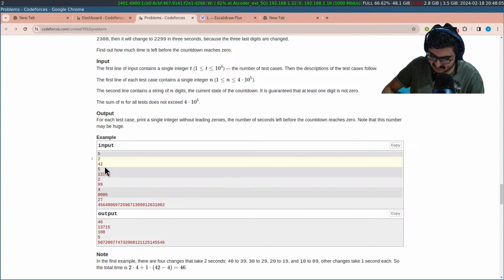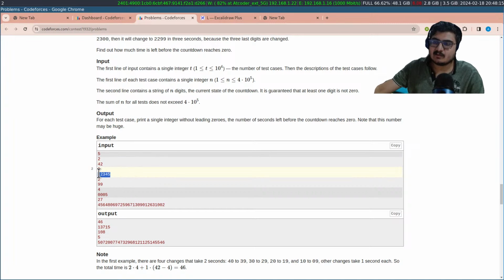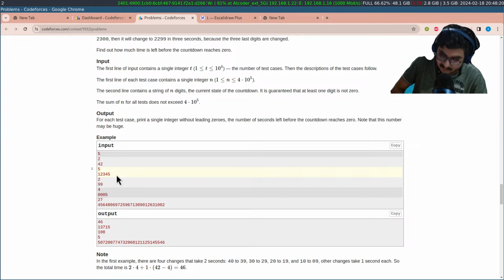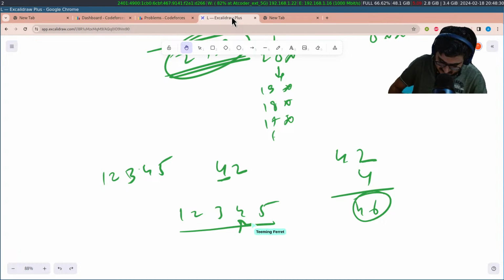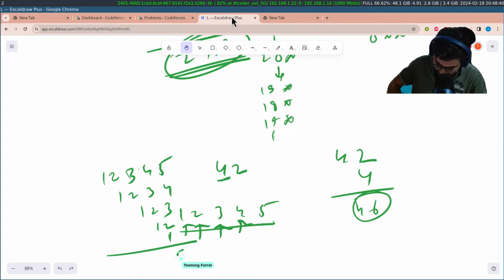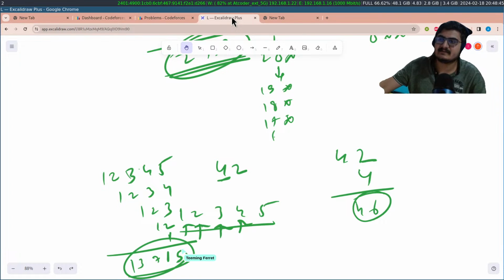For 42, the last digit changes 42 times, the second last digit changes 4 times, hence the result is 46. Now when you look at 12345, the last digit changes 12345 times, the second last digit changes 1234 times, the third last digit changes 123 times, the fourth last changes 12 times, and the fifth last changes 1 time. When you take the sum of all of these, this is the sum, and this is also your answer.